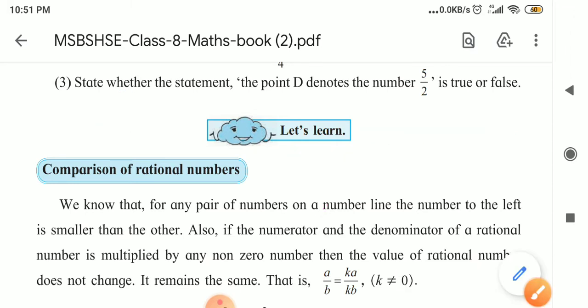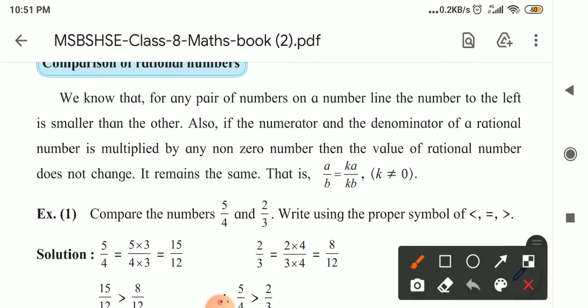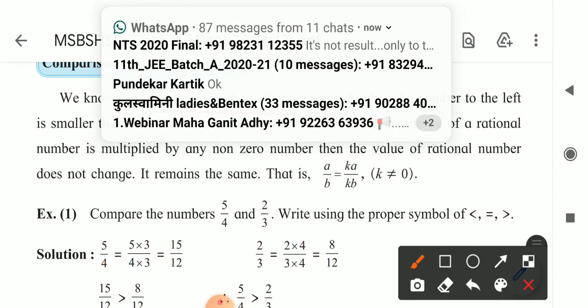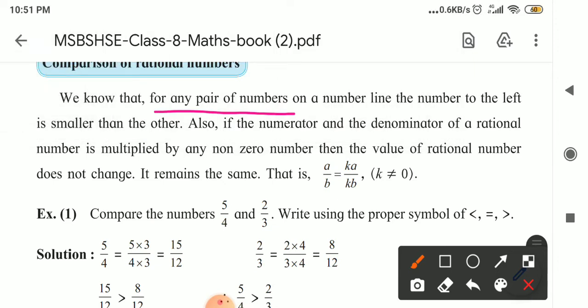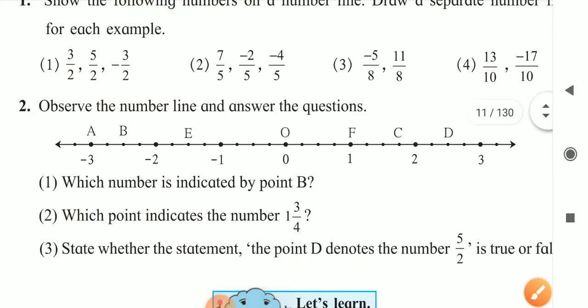So let's see what is given in the question, and then I will teach you how to compare the fractions. First of all, we know that for any pair of numbers on a number line, the number on the left is smaller than the other, means the left side number is smaller, okay. For this, let us move towards the number line which is given in our textbook.